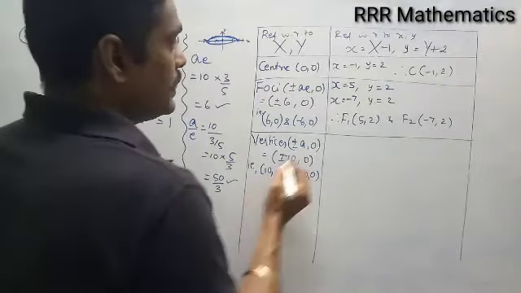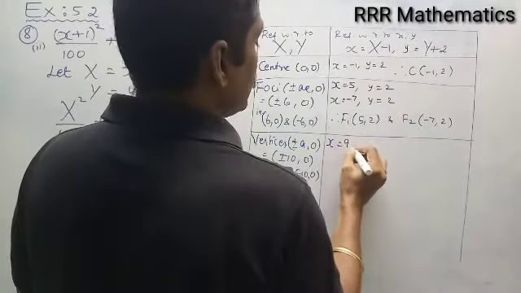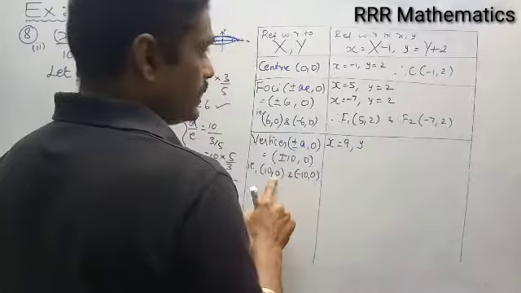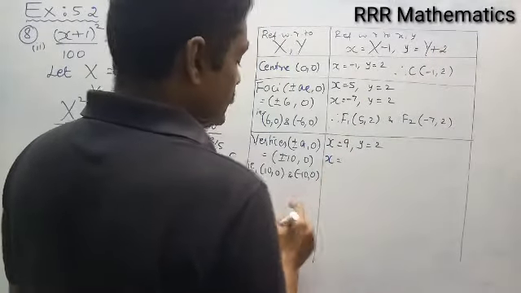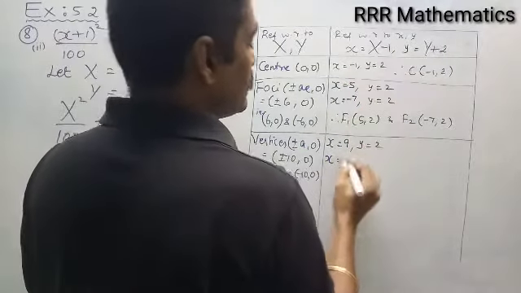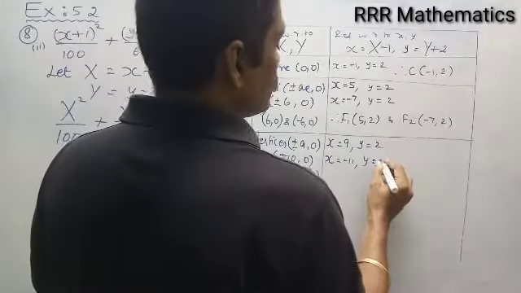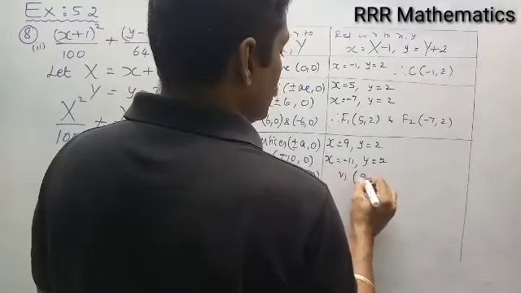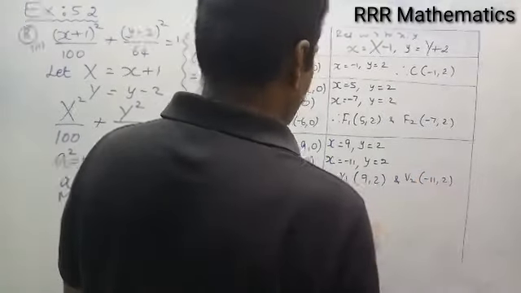When you replace x as 10, small x will be 10 minus 1, 9. When you replace y as 0 here, it gives 2, 0 plus 2. Another vertex minus 10, 0. When you replace minus 10 here, minus 10 minus 1, minus 11. And when you replace capital Y as 0, it gives 2. Therefore, V1 is 9, 2 and another vertex V2 is minus 11, 2.